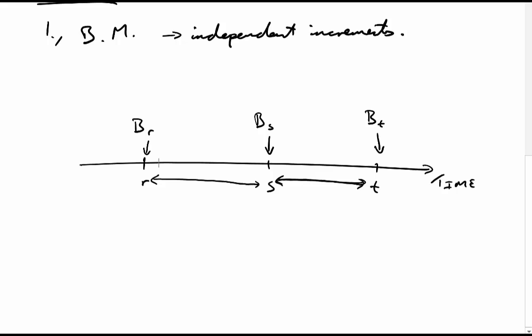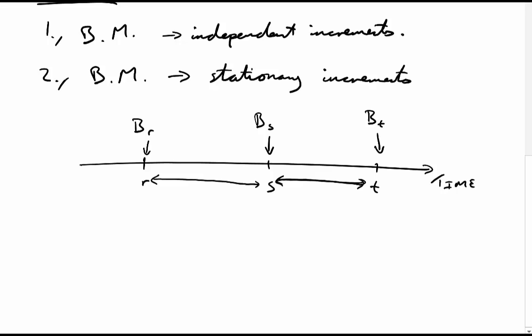The second axiom is basically saying that Brownian motion has what's known as stationary increments. So not only is it independent, in other words whatever happens in that time period doesn't depend on what comes before it, but the increments are also stationary. So in other words, it's kind of related to that, I suppose.